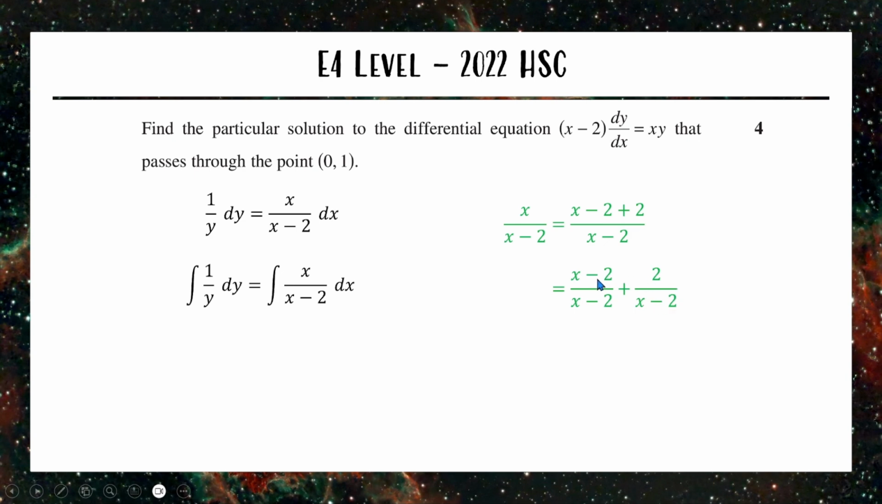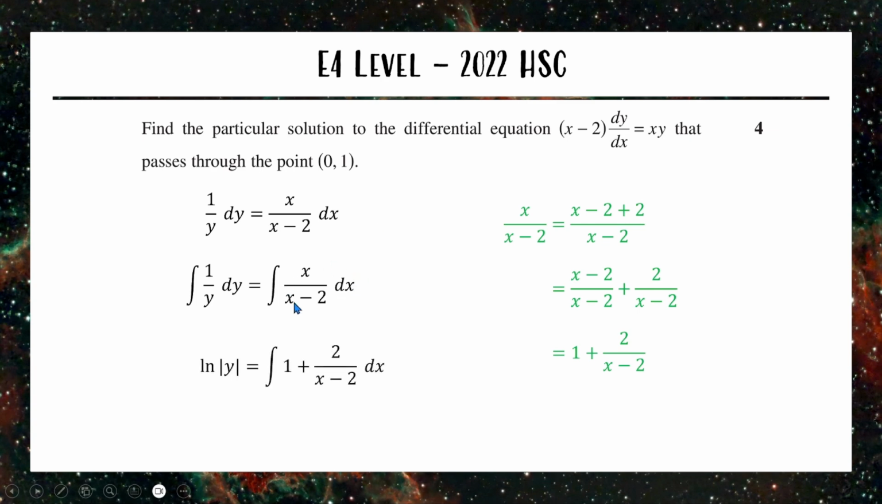The reason we've done that is because x minus 2 over x minus 2 is just 1. And so 1 plus 2 over x minus 2 is the more integration-friendly version of x over x minus 2. Extension 2 students would have known that straight off the bat. Extension 1 would have really struggled. So again, a bit of a dog of a question.